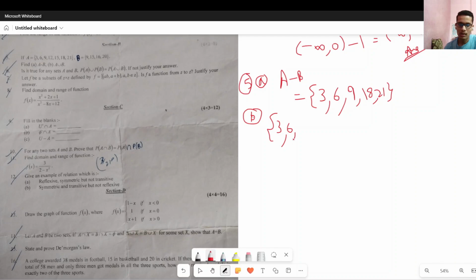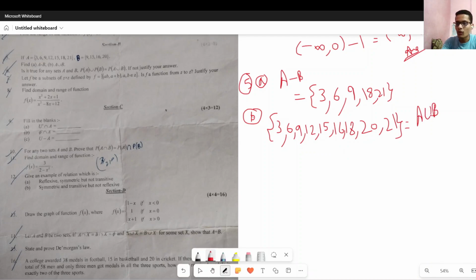3, 6, 9, 12, then 15, then 16, then 18, after that 20, and then finally the last element, that is 21. Okay, so this is A union B.